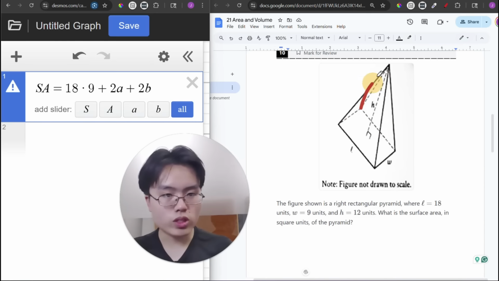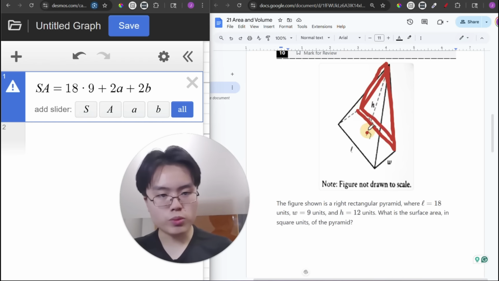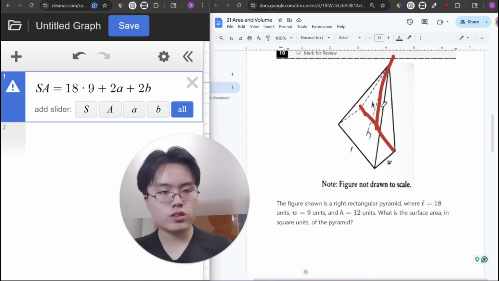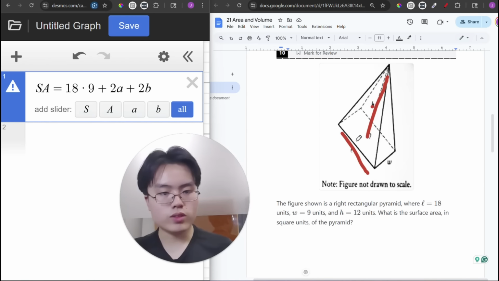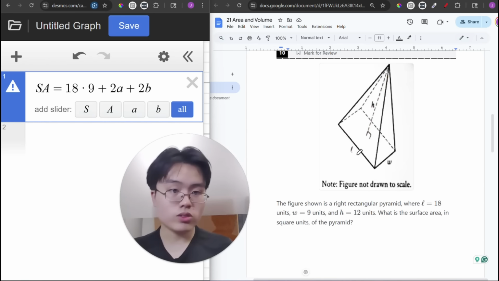Now, to get the area of this surface, a lot of you will just do height times the length, because you think the area of a triangle is the base times the height divided by 2. So you did this height and this length, which is the base. That is incorrect. You would get the wrong answer. It's a common trap people fall into.